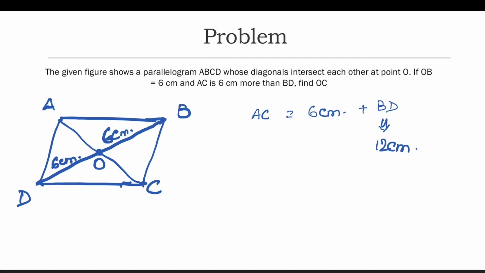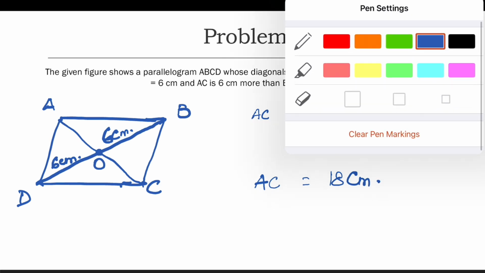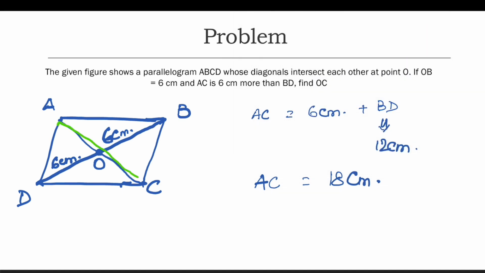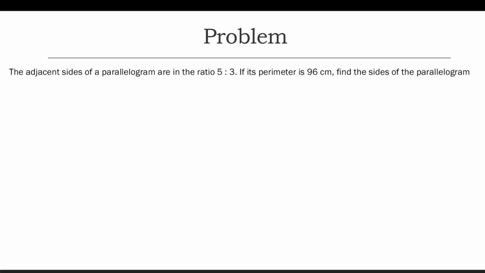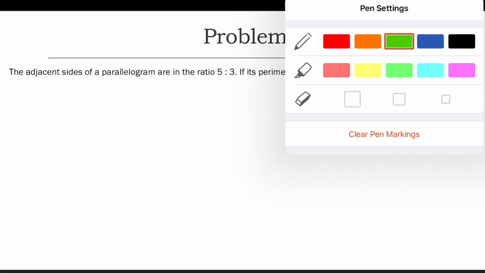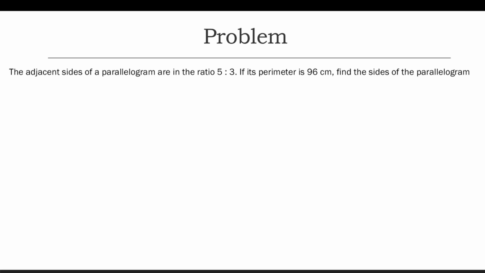Now second thing given is AC is 6 centimeter more than BD. So AC would be 18 centimeter. So this entire thing is 18 centimeter, right? Now at O they are bisecting each other. So OC would be half of this. OC would be 18 by 2 equal to 9 centimeter. So again an easy one. Let's come to this. This is also not that difficult.